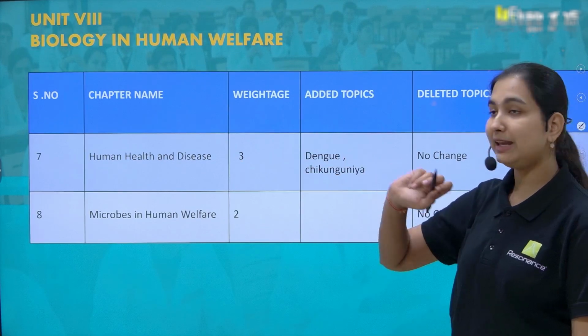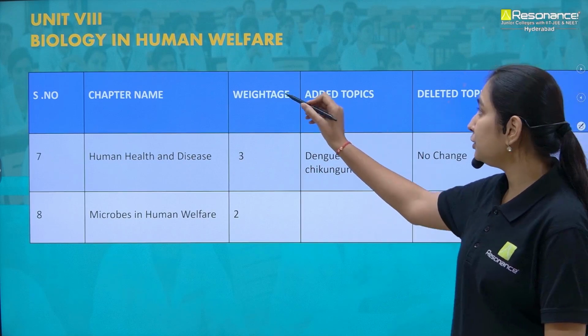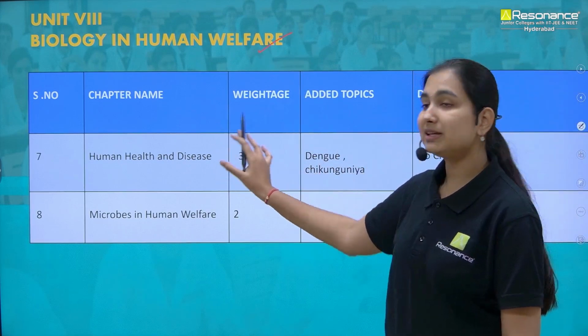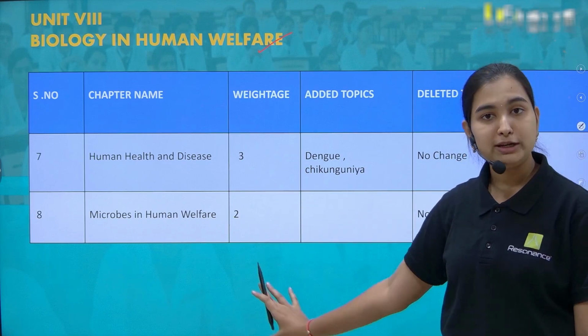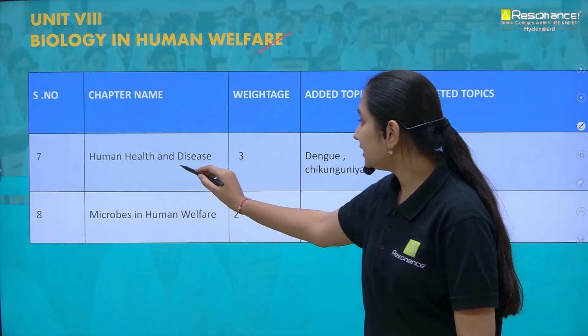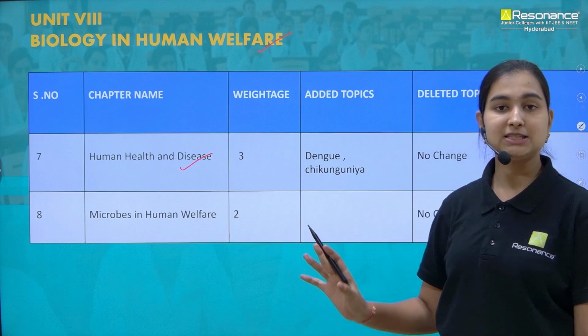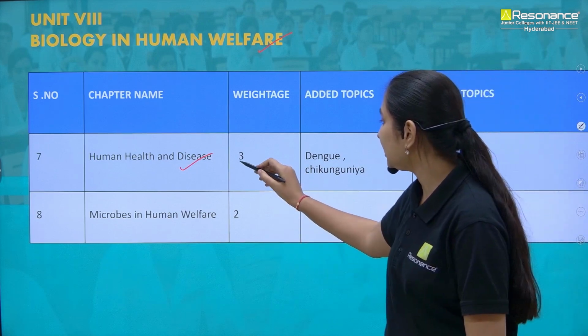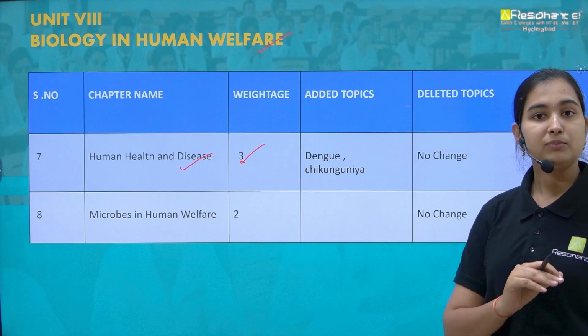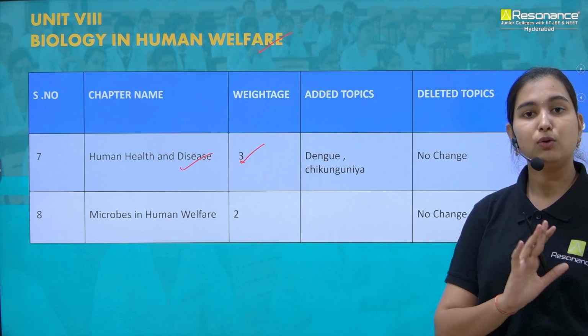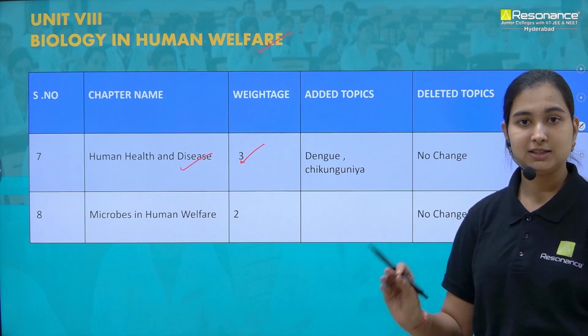We have unit 8, which is biology and human welfare. Here basically we have 2 chapters. We used to have 3 earlier, but now it's only 2. We have human health and disease. The weightage of this chapter is 3 questions. Here no part has been deleted. The content which was there in the old NCERT is the same in the new NCERT.